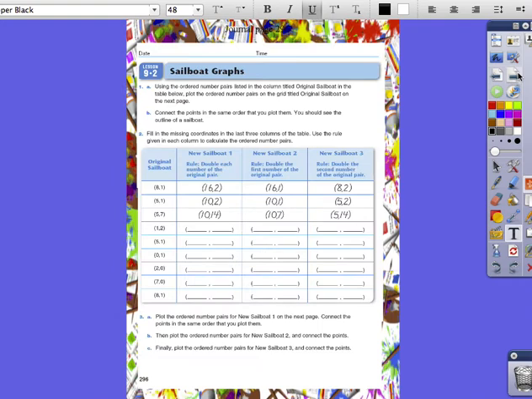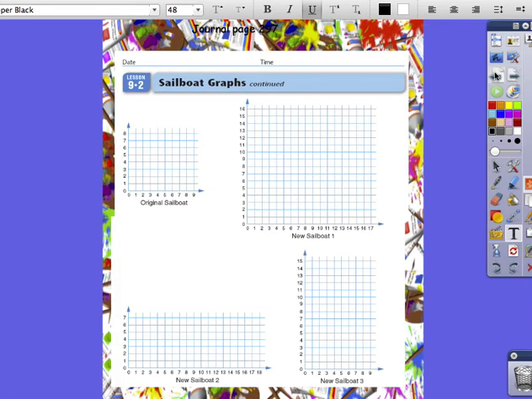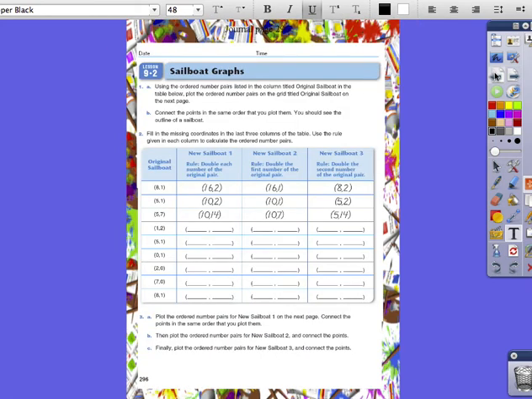Math Journal page 296, talking about a few of the rules. They give you the original and then you have to make a new sailboat that you will be graphing on page 297. Let's just talk about the rules. The first one says double each number of the original pair. The word double means to multiply by 2. So 8 times 2 is 16. 2 times 1 is 2. This one is 5. Doubling it is 10. 1 times 2 is 2.